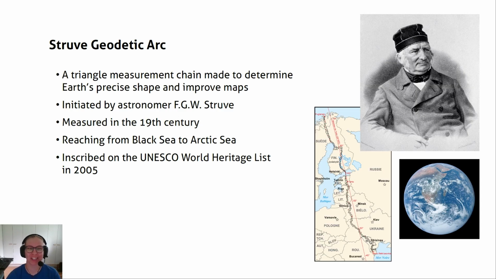And the project was initiated by the astronomer Friedrich Georg Wilhelm Struve. And the whole chain was measured across multiple decades in the 19th century. The entire chain reaches from the Black Sea to the Arctic Sea. And the chain, or certain points of the chain, were inscribed on the UNESCO World Heritage List in 2005. And on the right side, you can see Mr. Struve himself, a map of the entire measurement chain, and for reference, the Earth, which is not a perfect sphere, as we know.